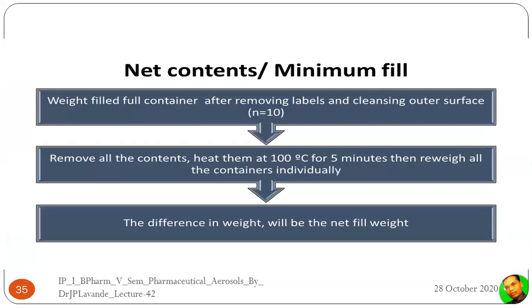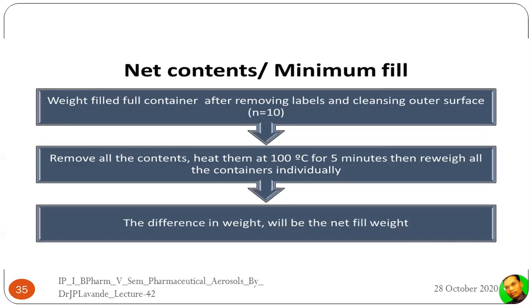Now the net content and the minimum fill, that is how much product that particular aerosol system is filled with. The wet-filled full container, after removing labels and cleaning the outside surface: 10 containers have to be selected. Their labels have to be removed, they have to be cleaned properly on the outer surface, and the full containers weighed. Then the contents have to be removed, then they are heated at 100 degrees Celsius for 5 minutes, then all containers are reweighed individually.